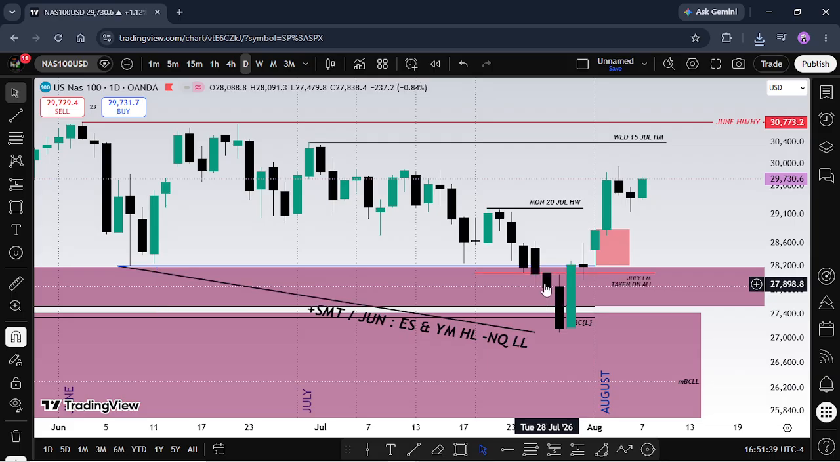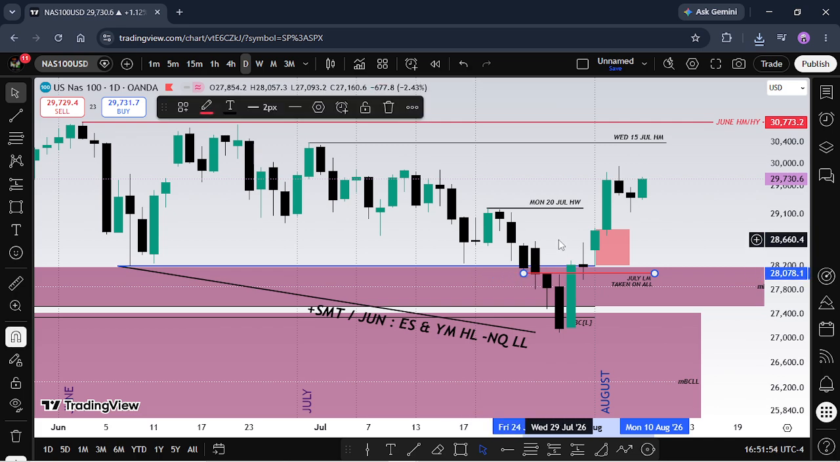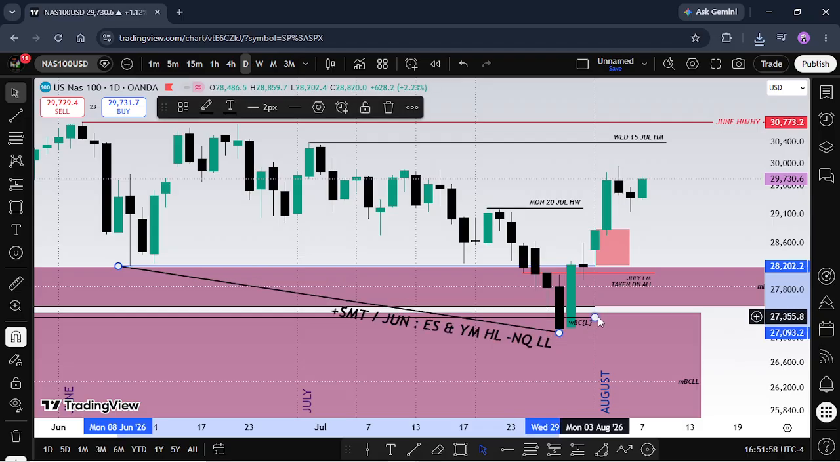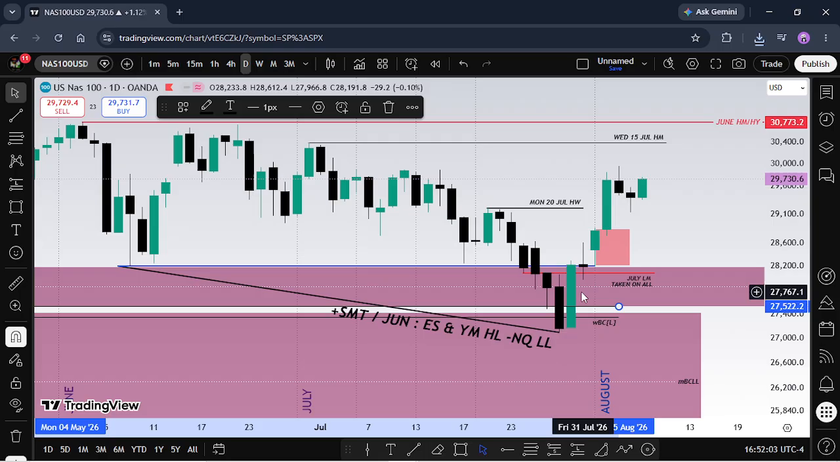Okay, so yeah, July low. This was the July low. It took it. It was so close. It was bound to take it. Okay, so that day. Look at this. This could definitely have indicated price does not want to go there. Alright, so that's good.